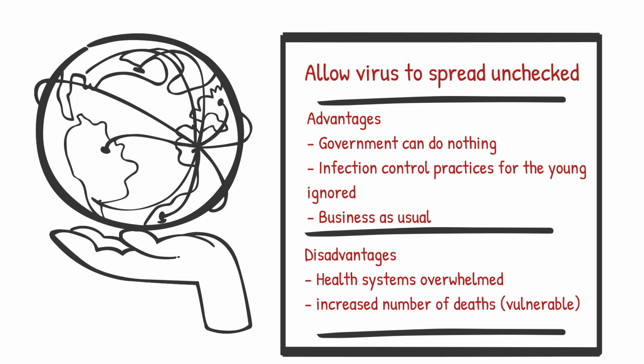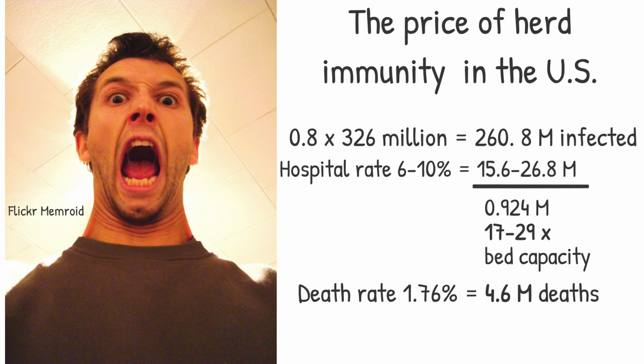The problems: we will overwhelm our health systems. Let's look at what would happen in the U.S. if we were to allow 80% of our population to become infected. That would mean 260.8 million people would become infected.